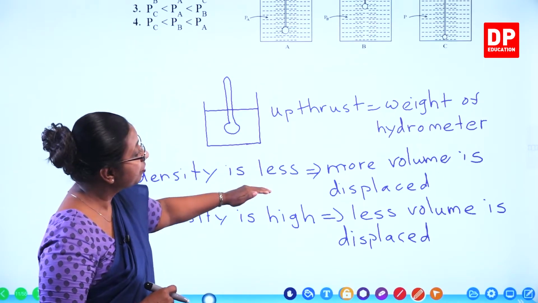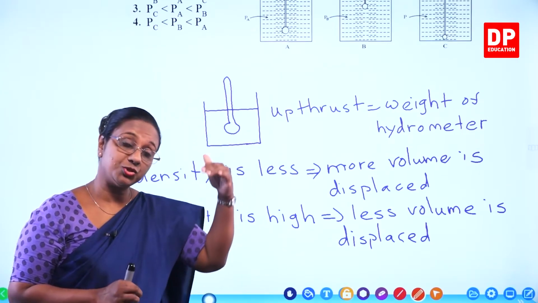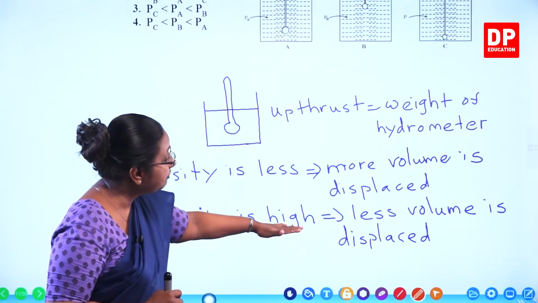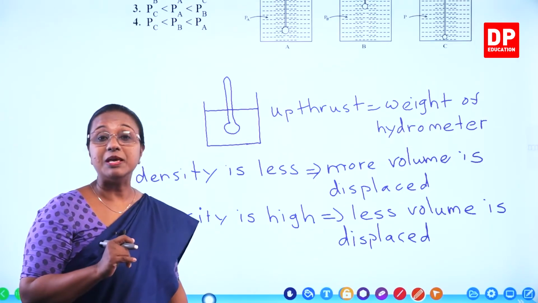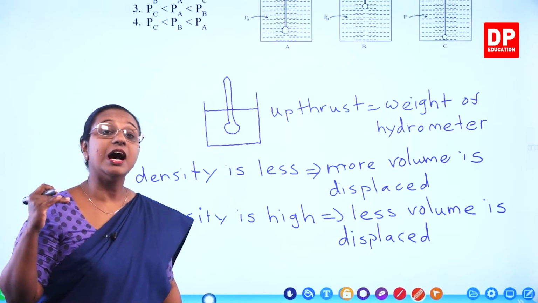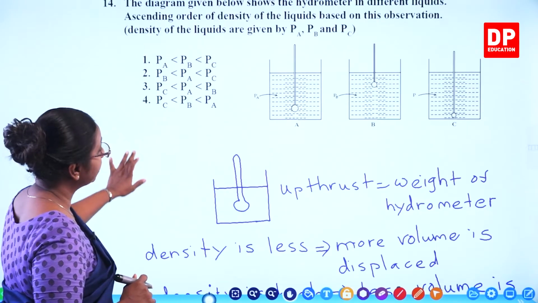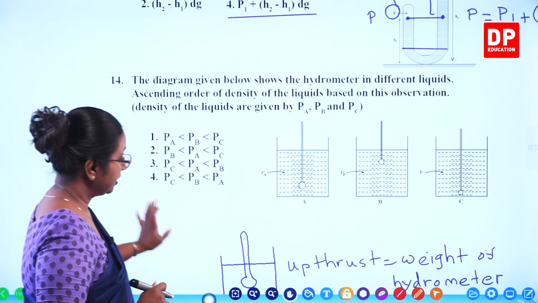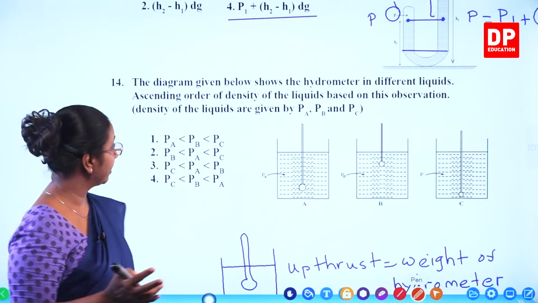So, when we say more volume is displaced, the hydrometer has to come down. It has to sink down further. If less volume needs to be displaced, the hydrometer will be pushed up, or it will float higher up in the liquid. So, that is the concept that is used in the hydrometer. That is how we measure the density of different liquids.